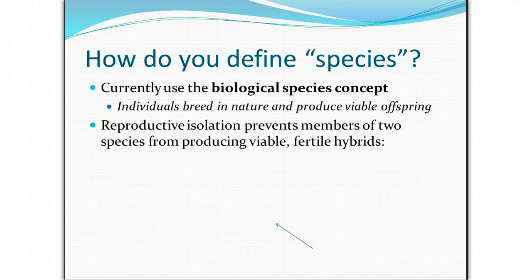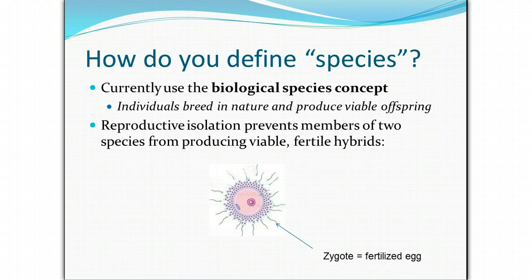So there are two basic types of reproductive isolation, and it all depends on this thing right here. This little drawing is what we call a zygote. A zygote is a fertilized egg. As soon as that sperm hits the egg, we call it a zygote. It's no longer a sperm and egg, which would be a weird term. We call it a zygote. And so we have prezygotic barriers to reproductive isolation, and we have post-zygotic barriers. There are all sorts of mechanisms to prevent members of different species from reproducing with one another.